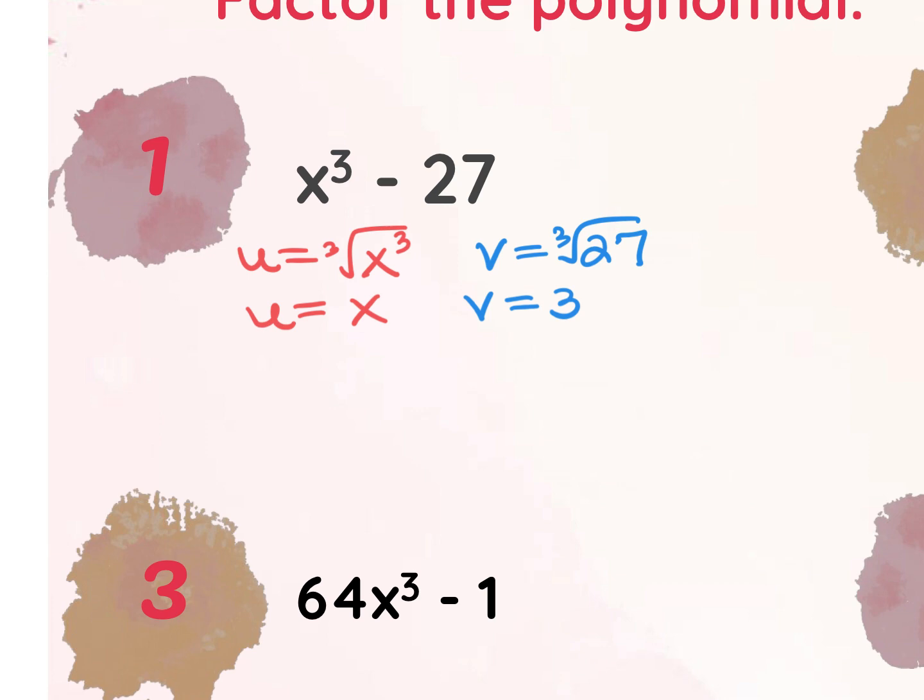So now that I've got my u and v, I can put it into the pattern. So remember, the pattern is u, in this case, my same sign is subtract. So I'm going to do x minus 3. Then my trinomial, remember you're going to square the u, and my u value is x, so x squared. Opposite sign of the original, multiply the 3 and the x, gives me 3x, always positive, and then now square the 3. And you're done.